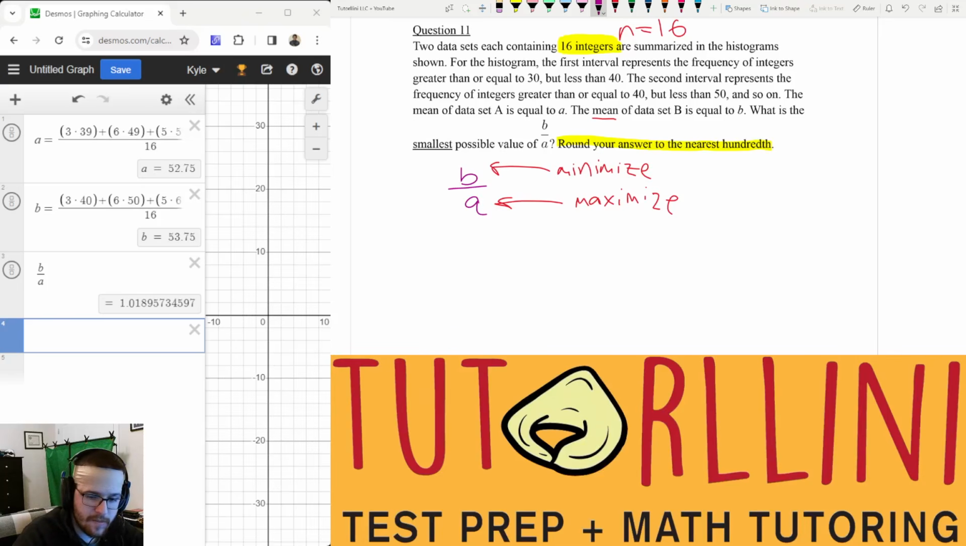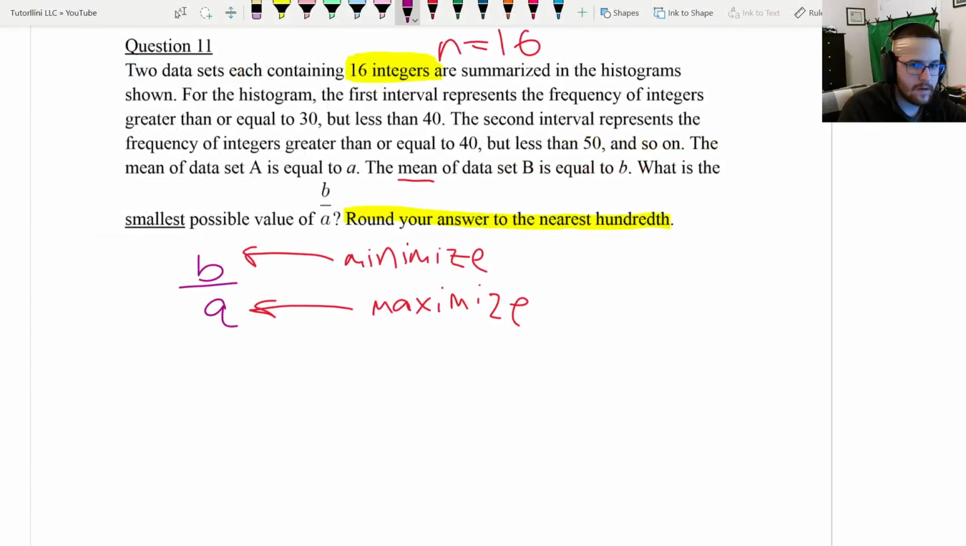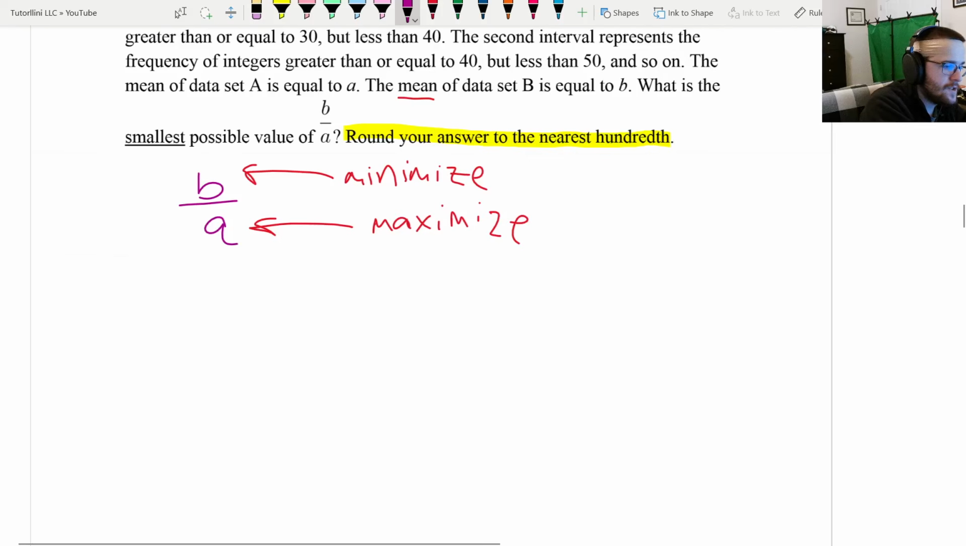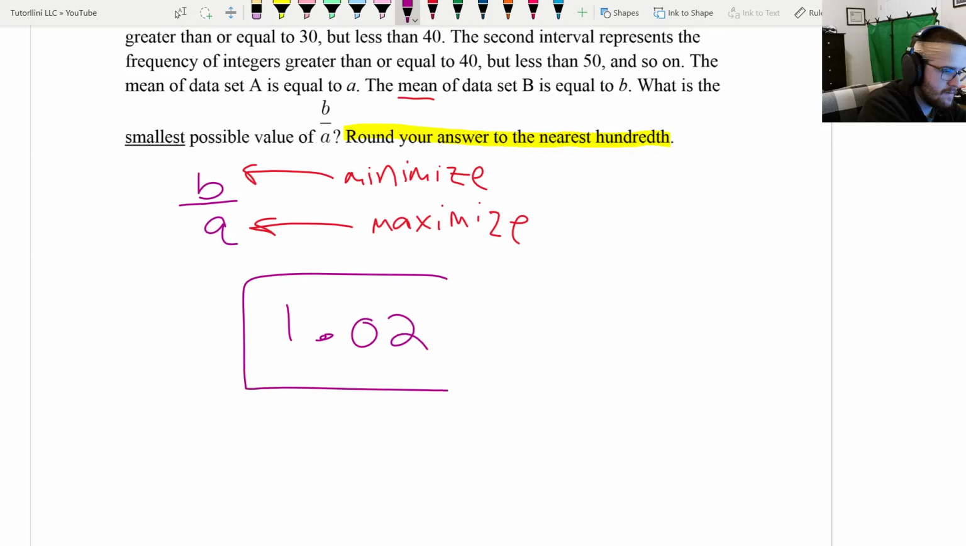Okay, so let's go back to the board. So we get 1.02. That is our answer. Great, let's keep going.